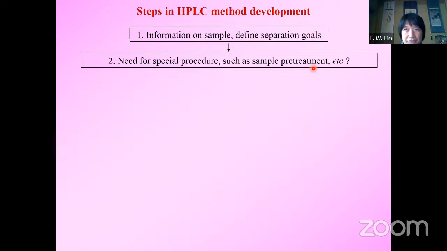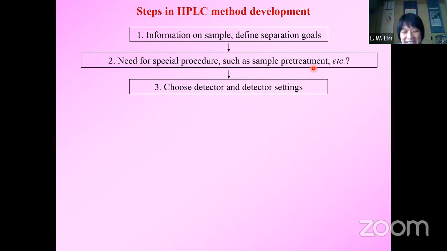Yeah. So they will have an HPLC system to do all this. And then after that, the third important thing we need to do is to choose the detector and the detector setting. The important detector setting is, of course, the wavelength. Later I will explain a bit about the wavelength.